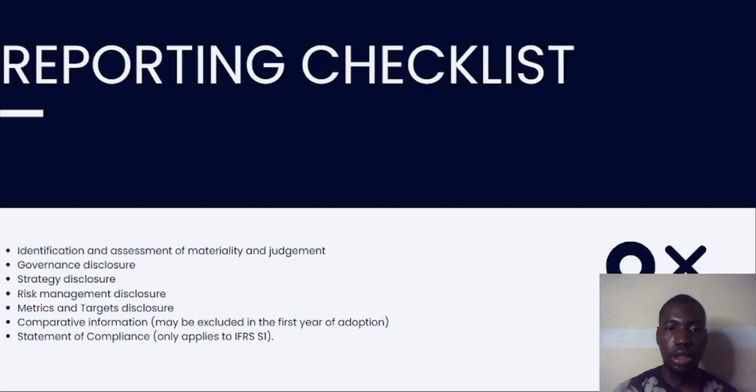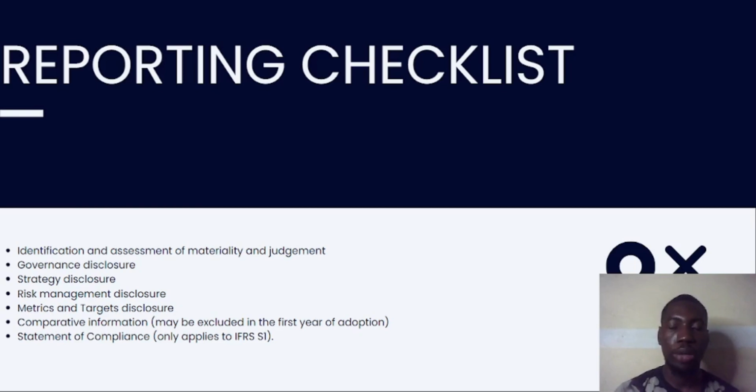So the reporting checklist now. This is some of what we've been saying since morning. So I've tried to collate them into a list, although they are not meant to be exhaustive. They are just meant to guide you in preparing your own checklist. So first thing first, you have to do an identification and assessment of materiality and judgment. Then you have your governance disclosure, your strategy disclosure, your risk management.